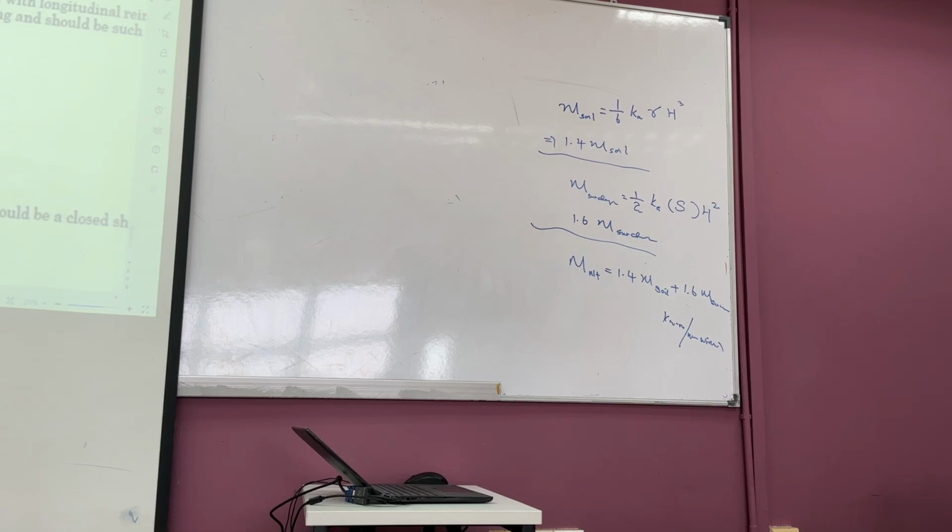Okay, so 64. Okay, 1.4 times 64 is 89.6, right? So 89.6 kilonewton meter. And how about this one? This one is equal to 1/2. Okay, is 1/3. Surcharge is, let's say, 10 kilonewton per meter square. So here is 4 meter square, right? So what is this value?